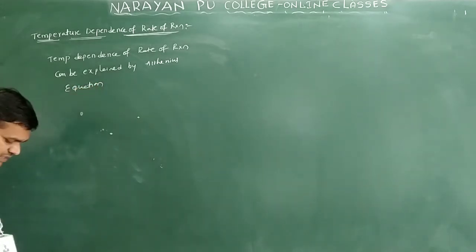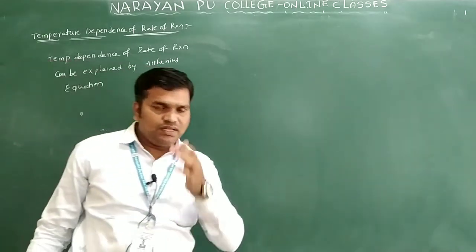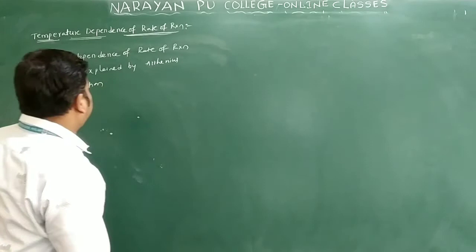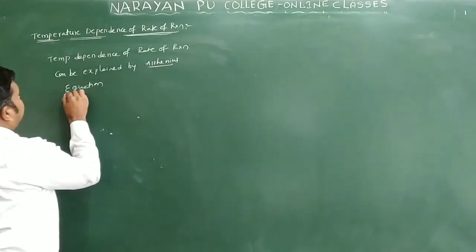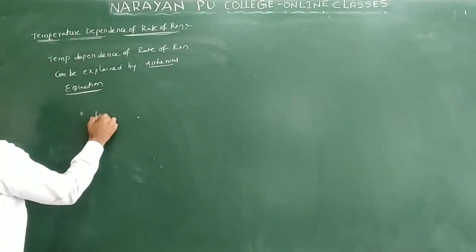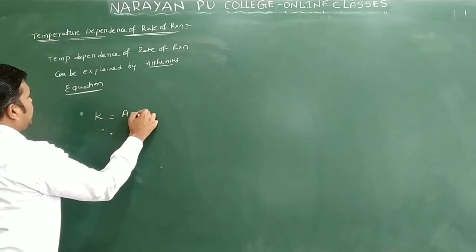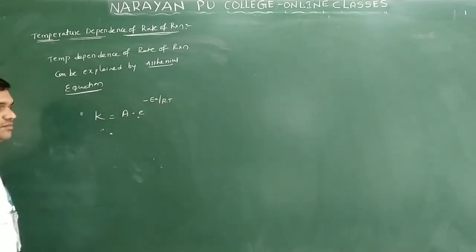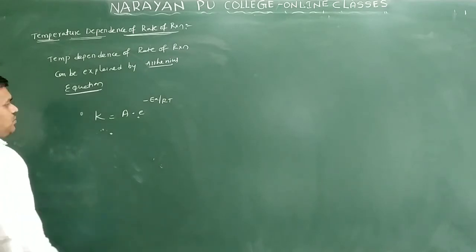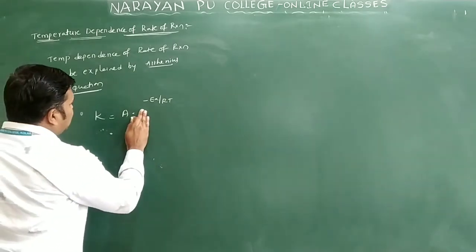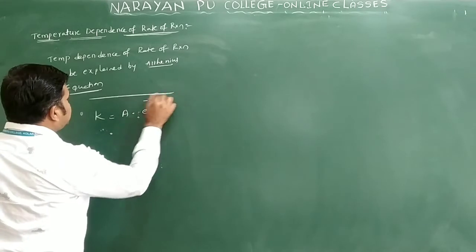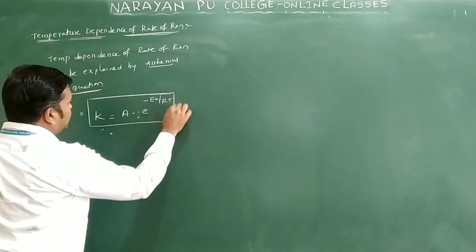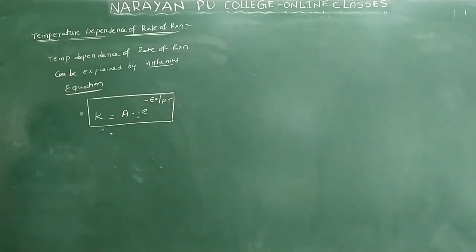Arrhenius studied the temperature dependence of the rate of reaction. He gave one expression for this. What equation is that? The Arrhenius equation. What is the Arrhenius equation? K is equal to A into e power minus Ea by RT. This equation we call the Arrhenius equation only.